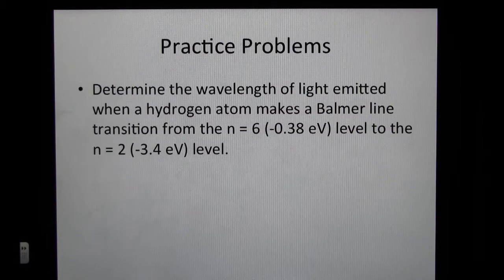Determine the wavelength of light emitted when a hydrogen atom makes a Balmer line transition from the n equals 6 level to the n equals 2 level. Pause the video for time to work on the solution.